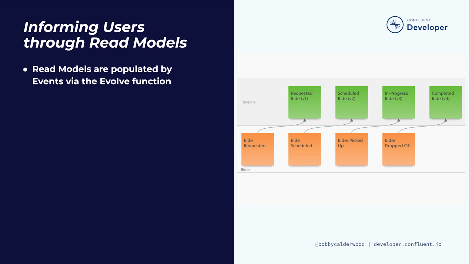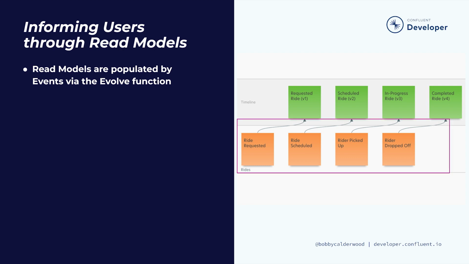Our users need to understand the current state of the system so that they can issue the proper command at the proper time. We inform them about the state of the system via read models. Read models are created and updated by the arrival of events. A function called evolve encapsulates the business logic for how to modify a read model with the new information conveyed by a particular event. We'll discuss the evolve function more in Module 9, so for now it's enough to understand that read models are populated by events according to some business rules.